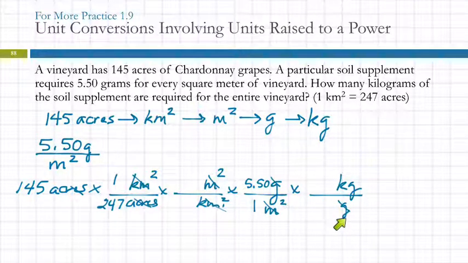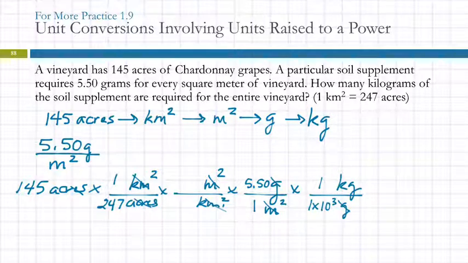I've got kilograms and grams. I've got a metric prefix on the top and no metric prefix on the bottom. So kilo, the K, stands for 10 to the third. So 1 kilogram is 1 times 10 to the third grams.